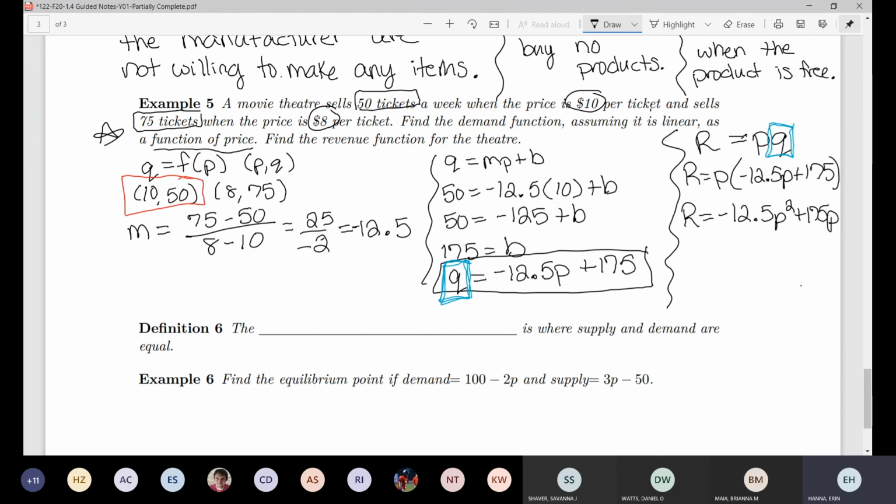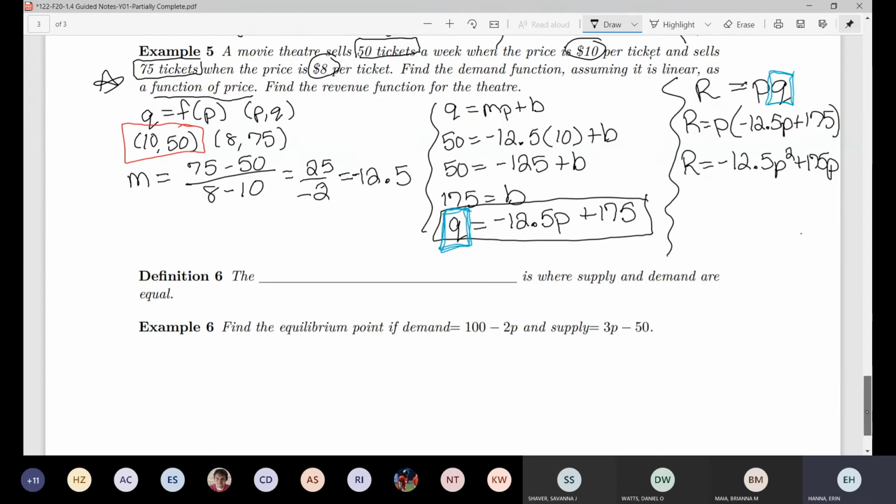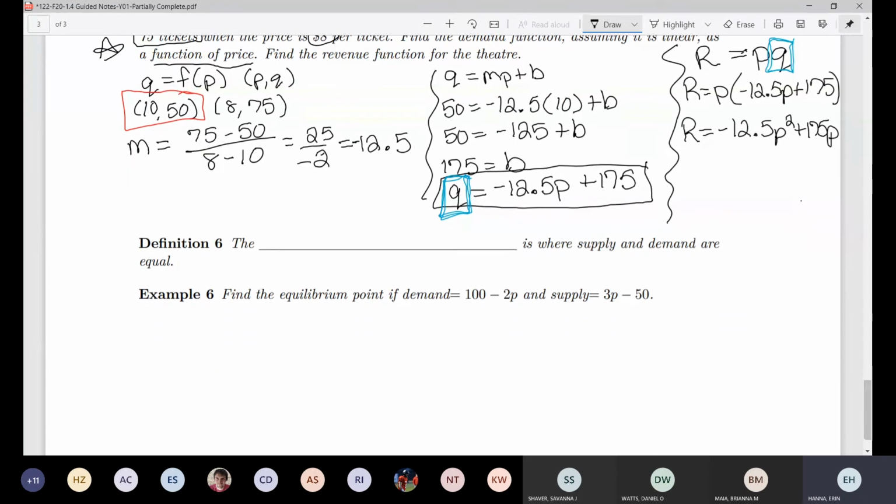All right, so we're going to get through this one last thing. We're not going to start 1.5 today. That's sad, and so I have to talk about something before we go. But anyway, our last definition. The equilibrium point. Equilibrium.